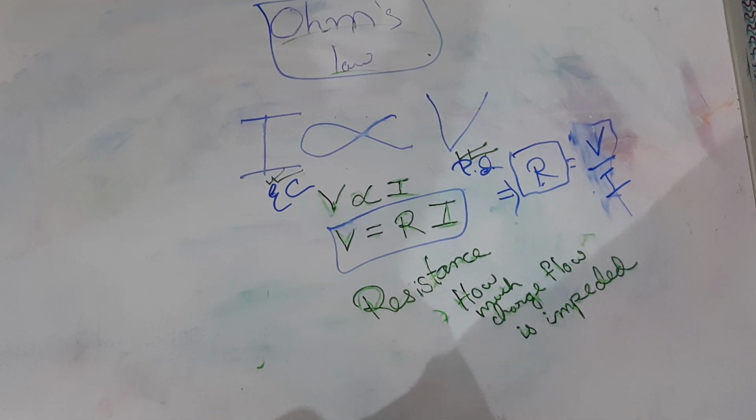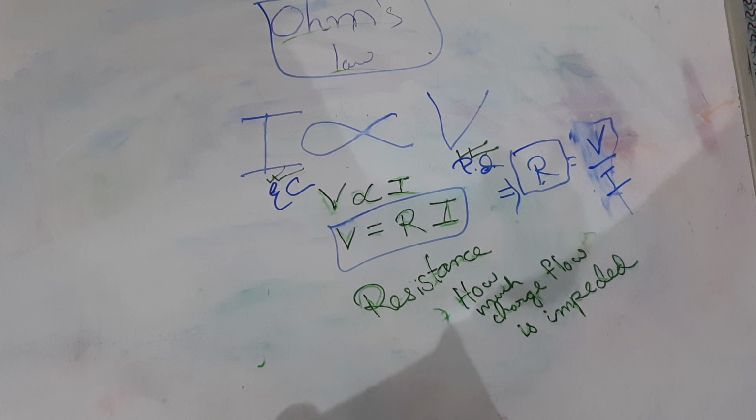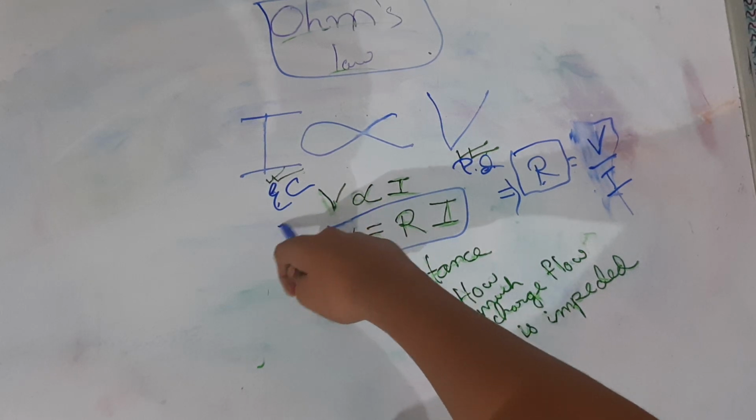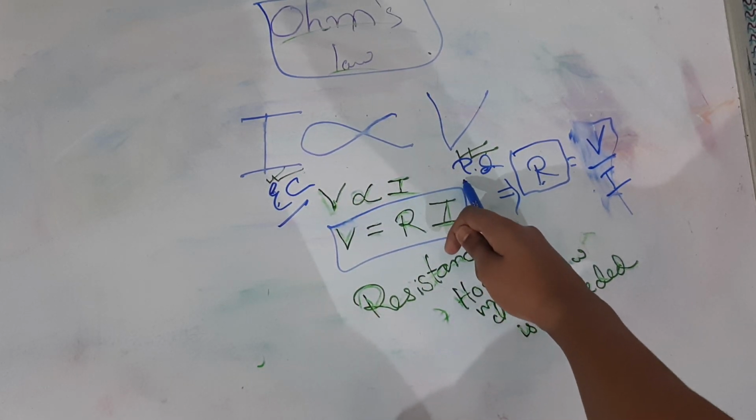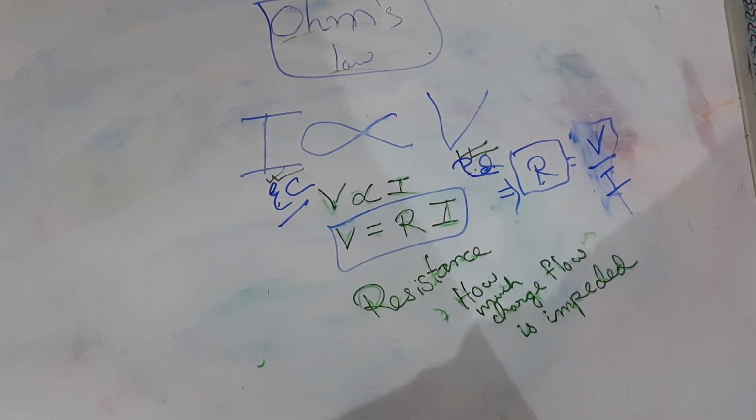So now I'm going to tell you about Ohm's law, the easiest law known. This is nothing but electric current being directly proportional to the potential difference, that is I directly proportional to V. Now just hear the statement carefully.